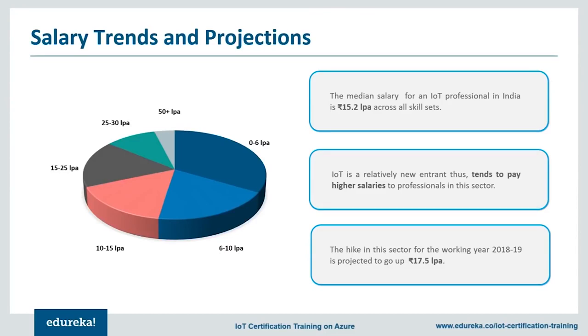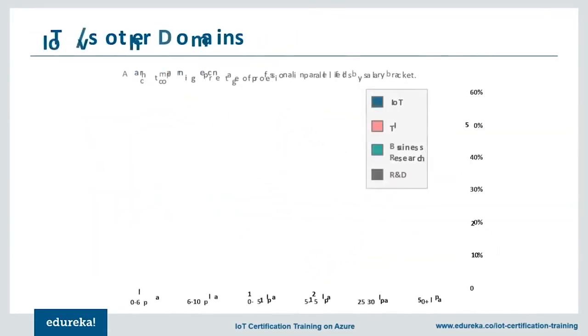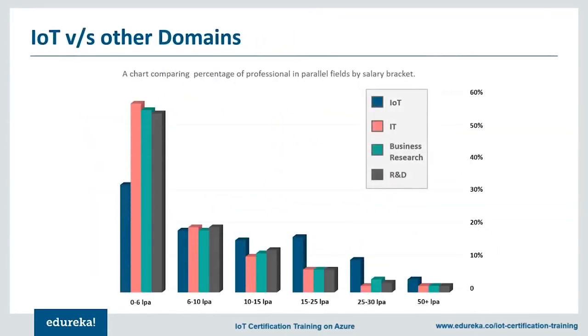So let's see how IoT does compared to other contemporaries. Like I said before, IoT pays 76% more than the IT sector. Interestingly, only 33% of IoT professionals have salaries under 6 lakh per annum, as compared to 58% in the IT sector. Also, we can see around 16 to 18% of IoT professionals in India earn in a salary bracket of 10 to 25 lakhs per annum. Almost 5% of IoT professionals occupy the largest salary bracket, that is 50 plus LPA, while in other domains, barely 2% of the workforce commands this figure.